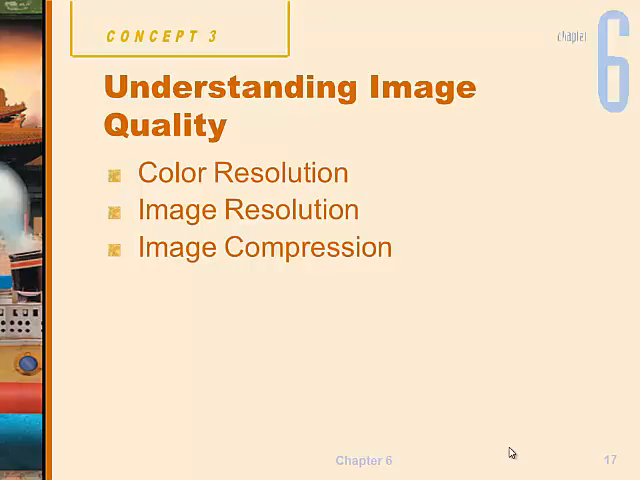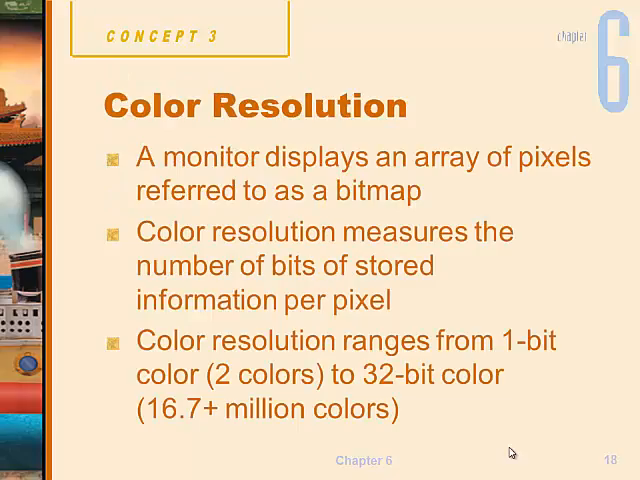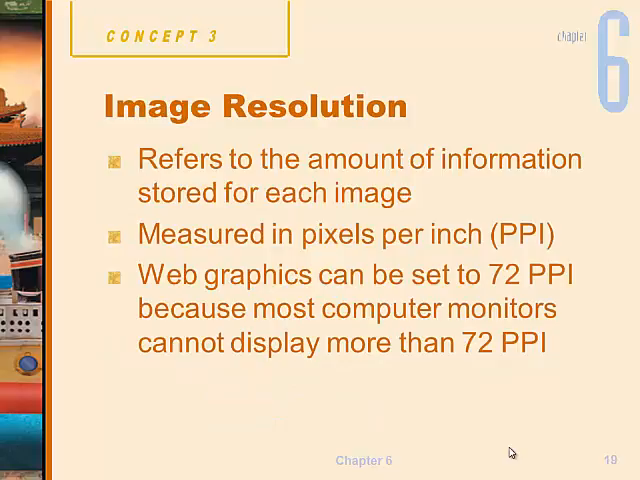Understanding image quality. Color resolution. A monitor displays an array of pixels referred to as a bitmap. Color resolution measures the number of bits of stored information per pixel, and color resolution ranges from 1-bit color to 32-bit color. Image resolution refers to the amount of information stored for each image, measured in pixels per inch, or PPI. Web graphics can be set to 72 PPI because most computer monitors cannot display more than 72 PPI.